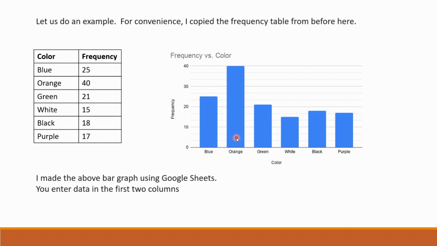But again, you can make this kind of graph through Google Sheets, and you can see how on the horizontal axis, you have the different colors, the qualitative data values. The frequencies are on the vertical axis, as you can see. On the vertical axis. That's what happens here. All right, that's good.